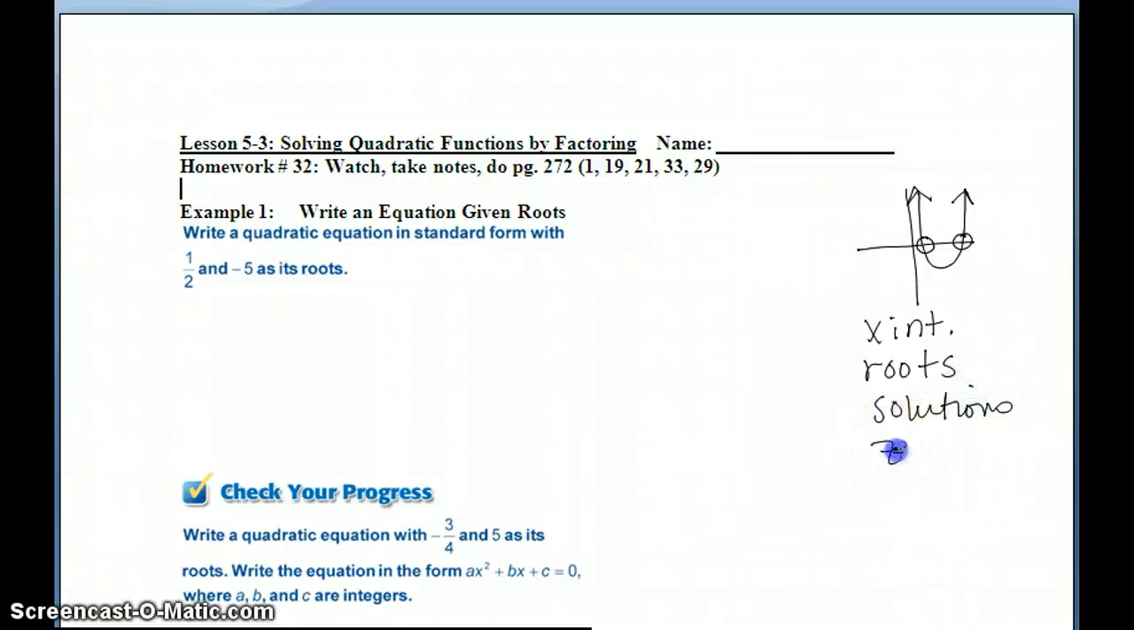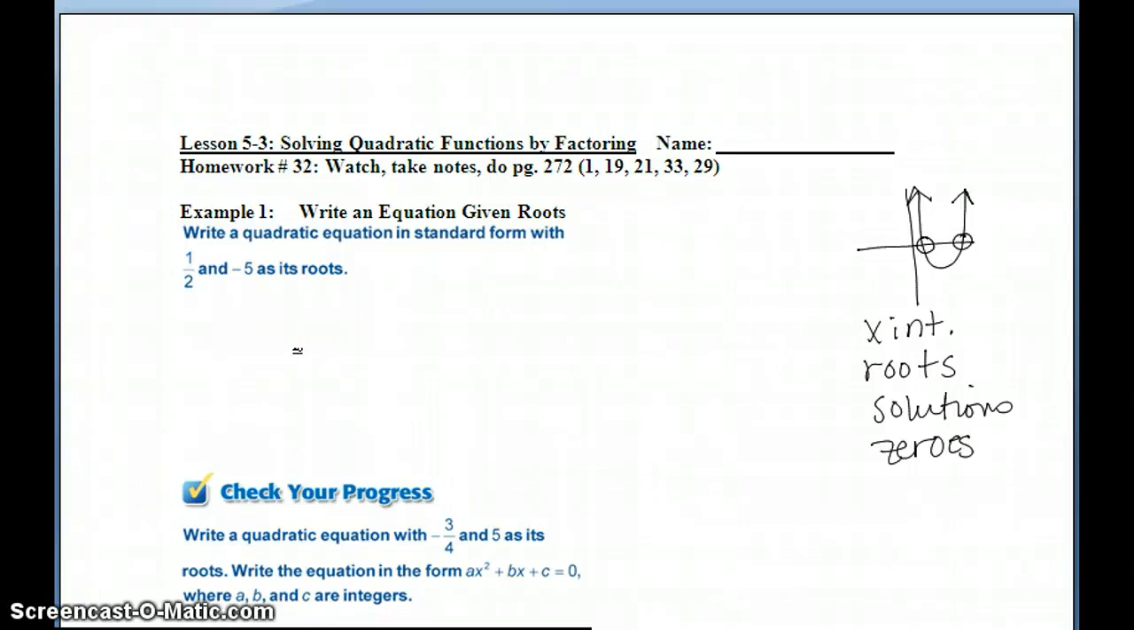They're also called zeros, but you kind of figured out the whole zeros thing when you used the zeros button on your calculator to find those x-intercepts. But there are 4 things that this could be called. So in example 1, when it says write an equation given the roots, then you know what you're given are the roots, the solutions, the x-intercepts, or the zeros.